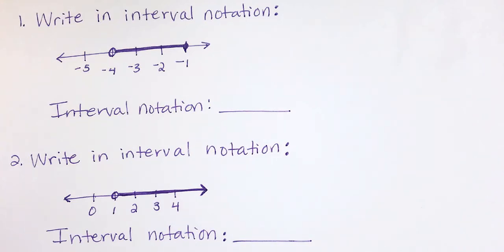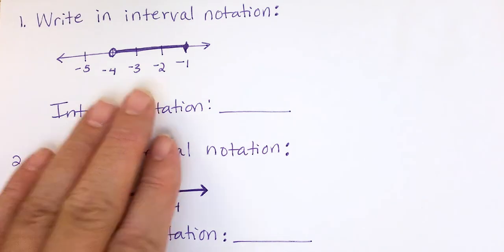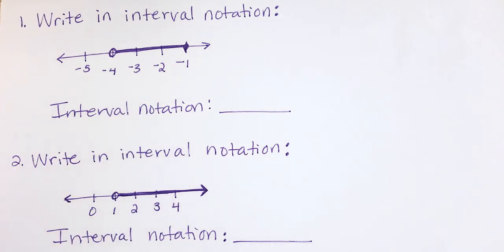Today we're going to be looking at interval notation. We're going to figure out the interval notation given a number line graph. So let's look at our first example. We have this graph of a number line, and many times the number line does not show zero. It's not represented in that portion of the number line, and that's totally okay.